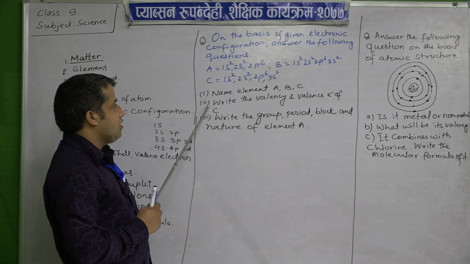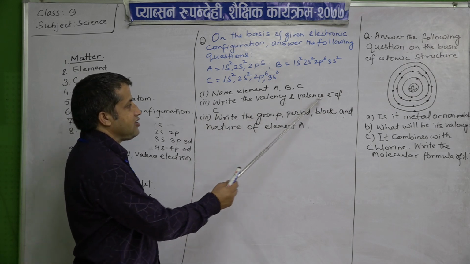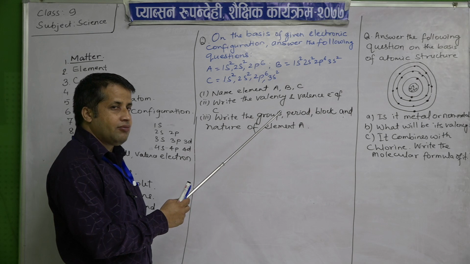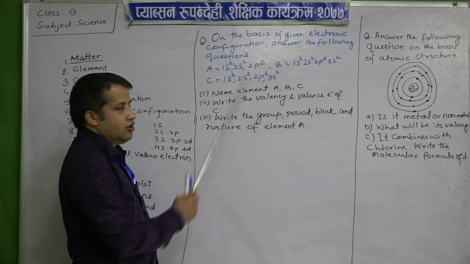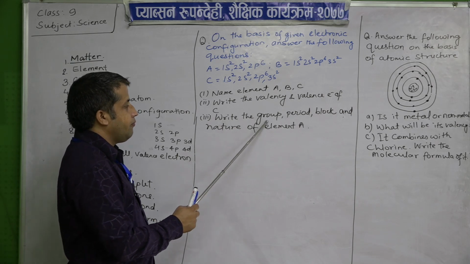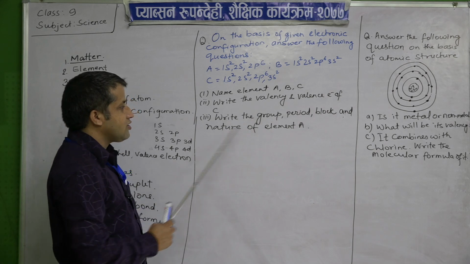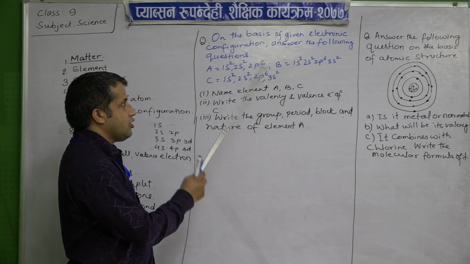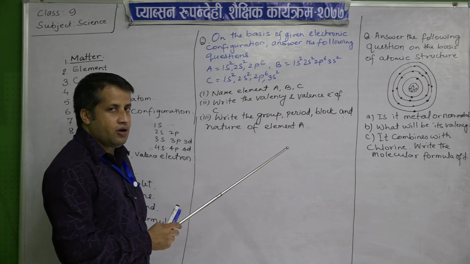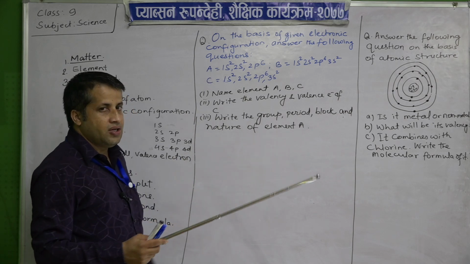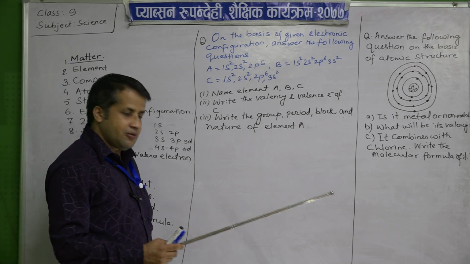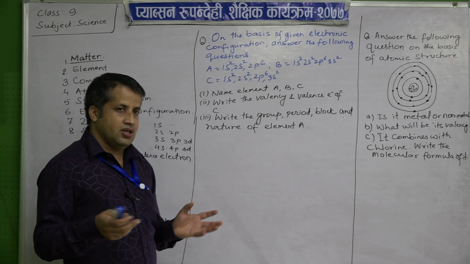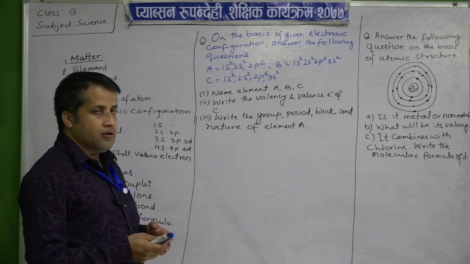The second question: write the valency and valence electrons of C. And write the group, period, block and nature of element A, that is, in which group, period and block of the periodic table it belongs, and what its nature is, whether it is reactive or non-reactive, metal or non-metal. This type of question is asked as a 3 marks question, sometimes 4 marks.